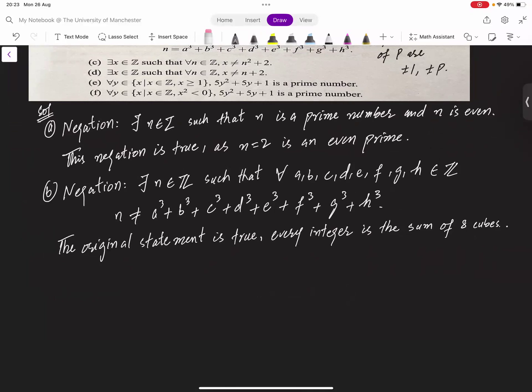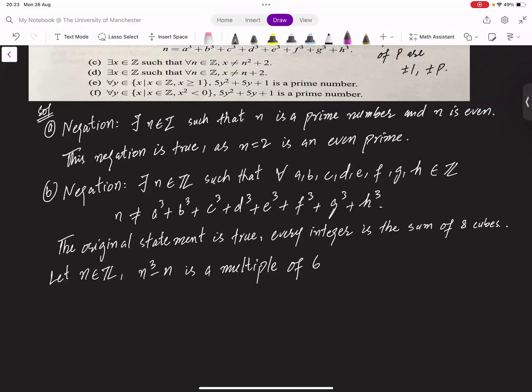So let n be an integer. Then n cube minus n is a multiple of 6. Now this is an already proven statement, that if you cube a number and then subtract the number from itself, it will be a multiple of 6 for every integer. So you can try that.